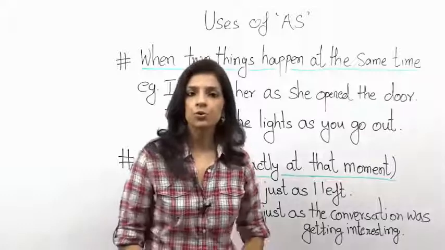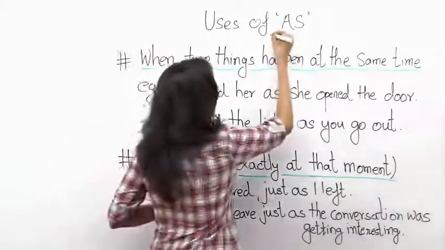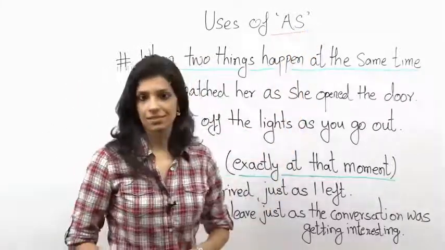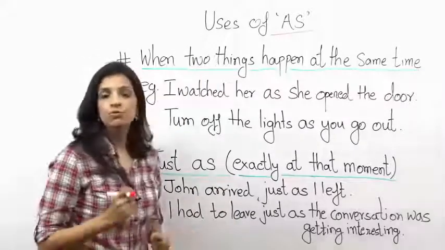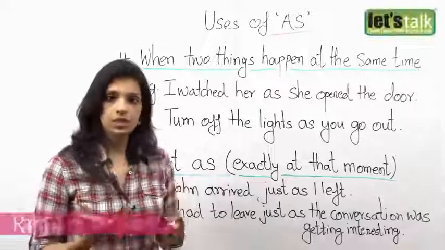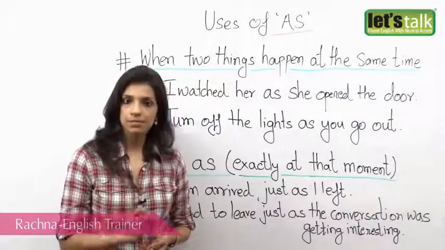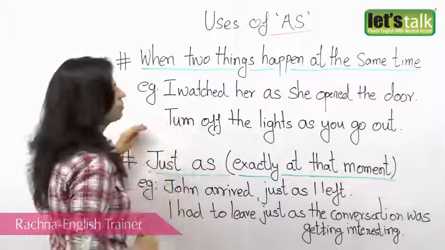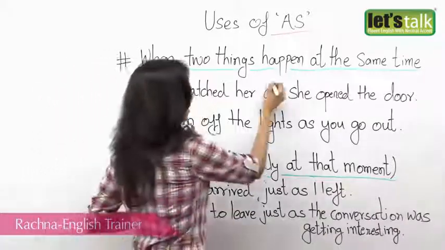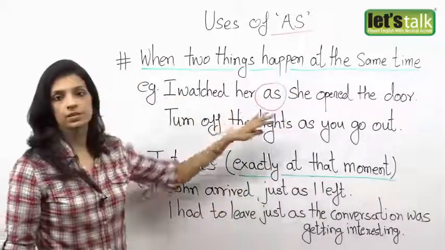In today's lesson, I'm going to teach you how to use "as" in different sentences. Okay, so I have a few examples here for you. Now we use "as" when you want to say two things happened at the same time or over the same period of time. So for example, I watched her as she opened the door.